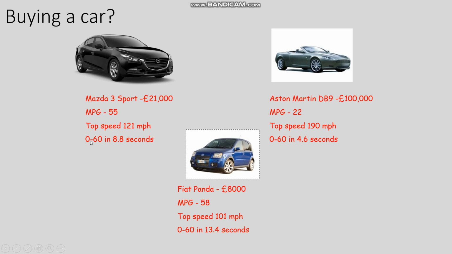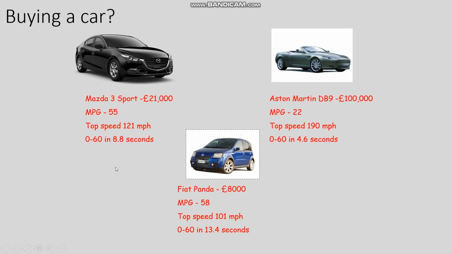Now, this measurement here, this time it takes to get from 0 to 60, is the car manufacturer's way of telling you the acceleration of the car. So the acceleration of a car is a measure of how quickly it can change its speed. And as I say, car manufacturers often use a 0 to 60 figure to give you some idea of the acceleration of the car.